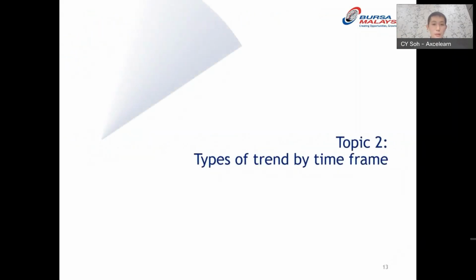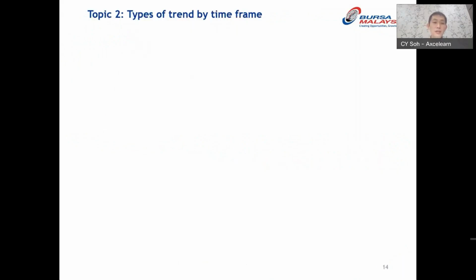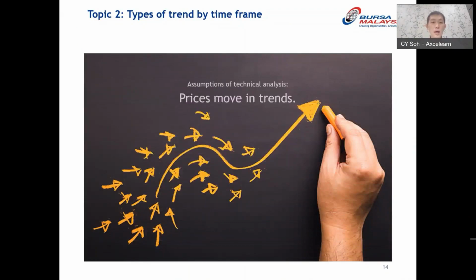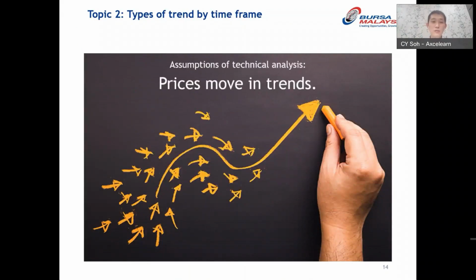Now let's move into topic 2 a little bit quickly. There are a few types of trend, depending on time frame. Most of us just look at it as: when there is an up market, there will be a trend; down market, there will be a trend. In fact, if we were to classify in terms of time frame, you will definitely see things differently. Now, the number one assumption of technical analysis that you need to know, if you were to use technical analysis, you must understand this very, very important principle, which is that price actually moves in terms of trend. In fact, this is not just the assumption of technical analysis. In fundamental analysis, the assumption goes the same way: price moves according to trend.